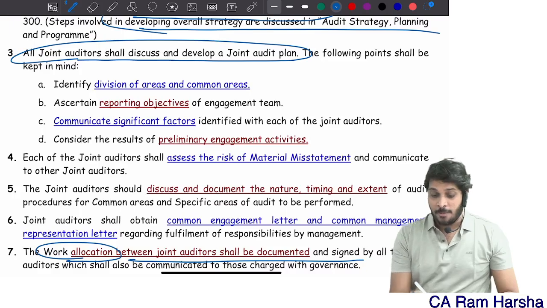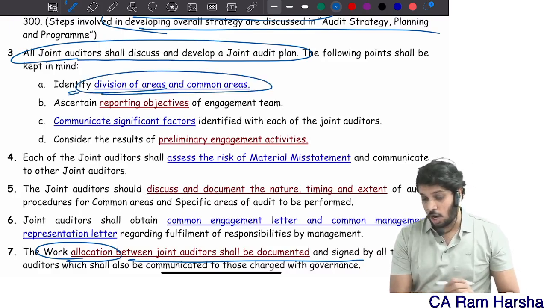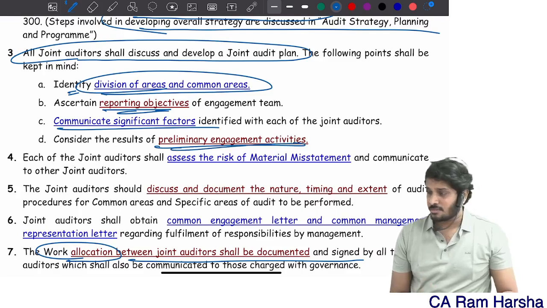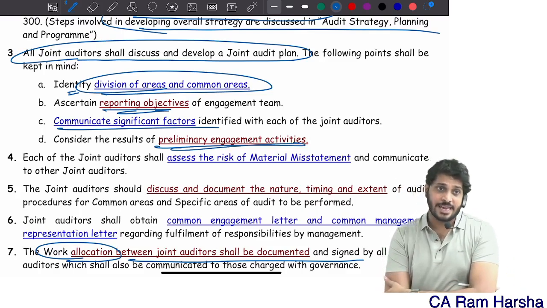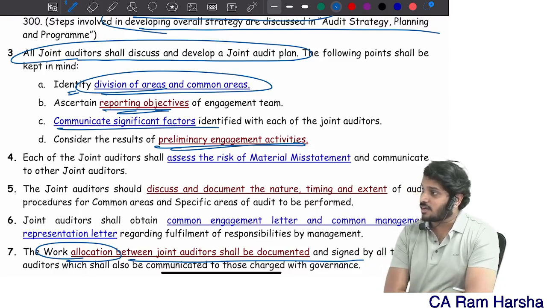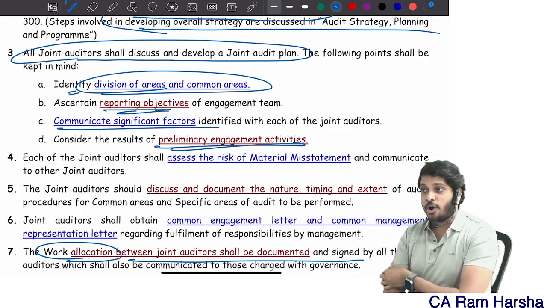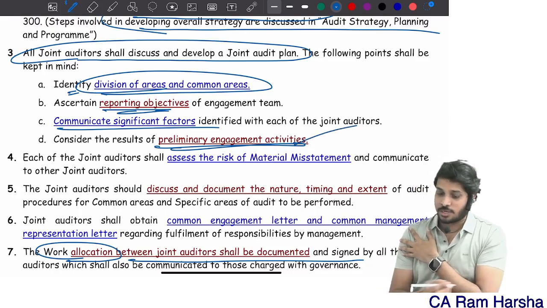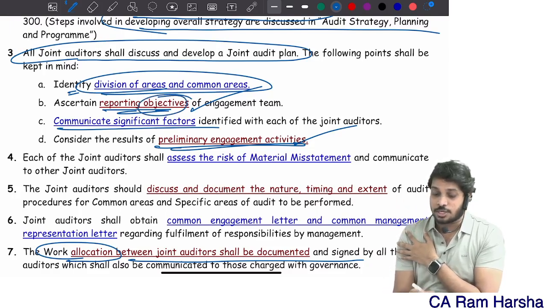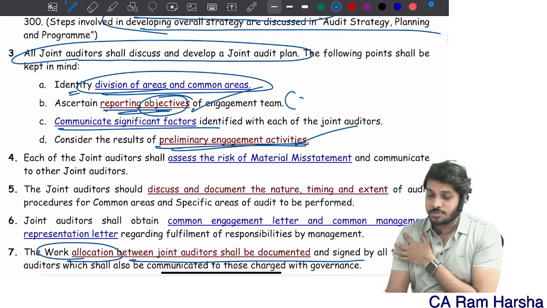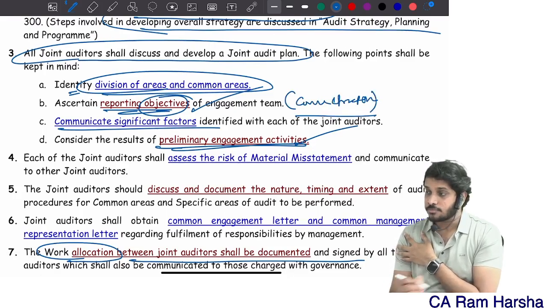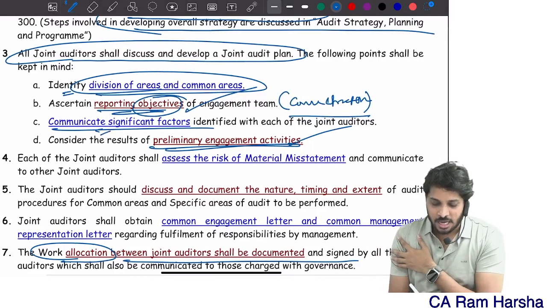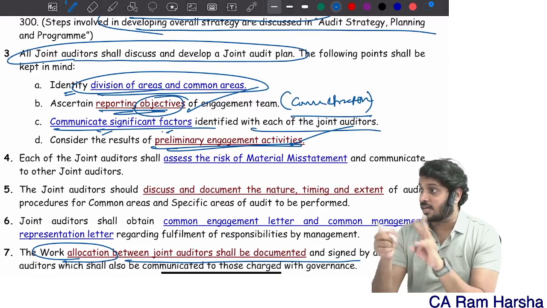When they're developing the plan, they should identify division of areas and common areas. They should identify reporting objectives. They should communicate significant factors. They should consider results of preliminary engagement activities. These are the same points that are there in the audit strategy chapter for you. What are the points to be considered before forming an overall audit strategy? Consider the result of preliminary engagement activities, considering the reporting objectives. Remember, this is reporting objective, not reporting requirement. Reporting objectives means communication objectives, nothing but communication related responsibilities. And communicate significant factors identified with each joint auditor.